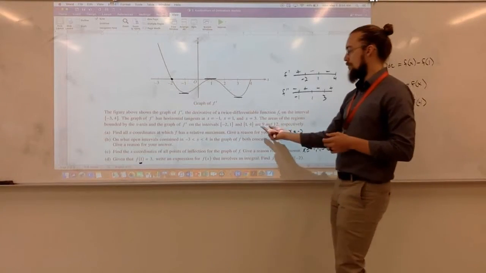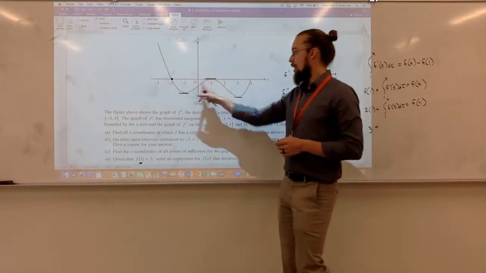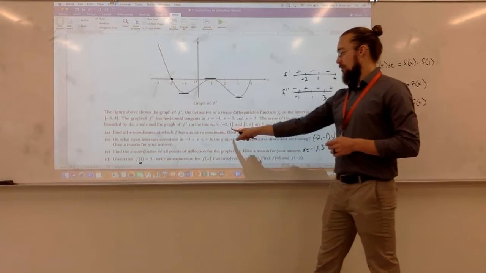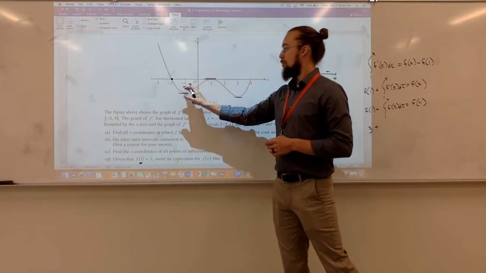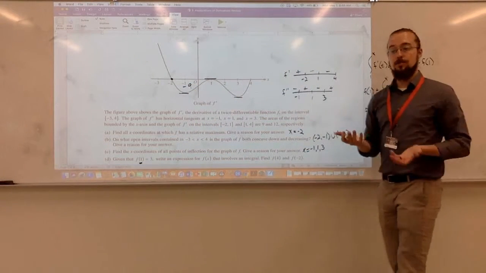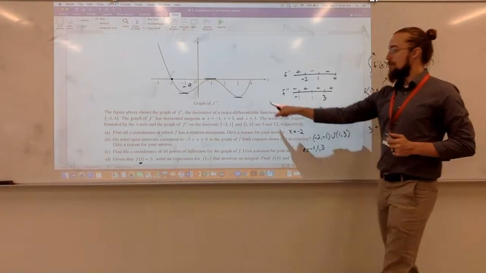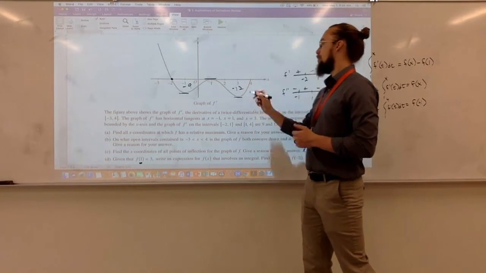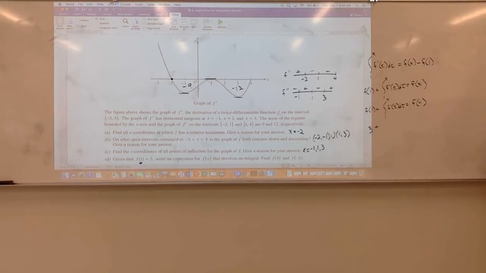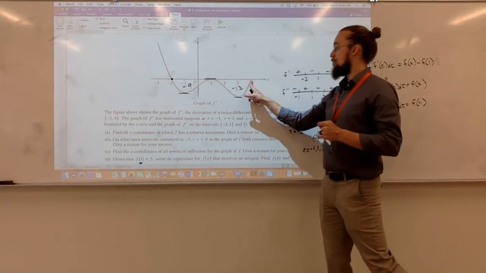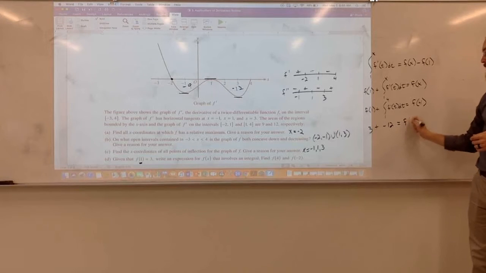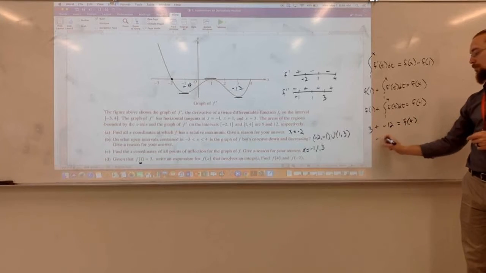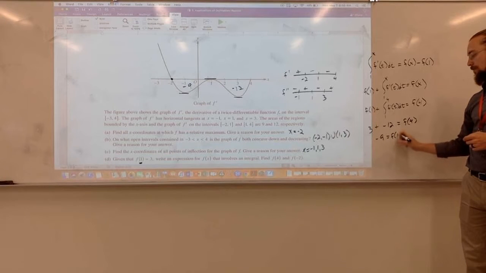Well, we're given that information, right? We're told that this area is 9 from negative 2 to 1. So this area would be negative 9 since it's below the x-axis. And then this area we're told is 12. But again, since it's below the x-axis, it would be negative 12. So this piece, the area from 1 to 4 is negative 12. So f of 4 is negative 9.